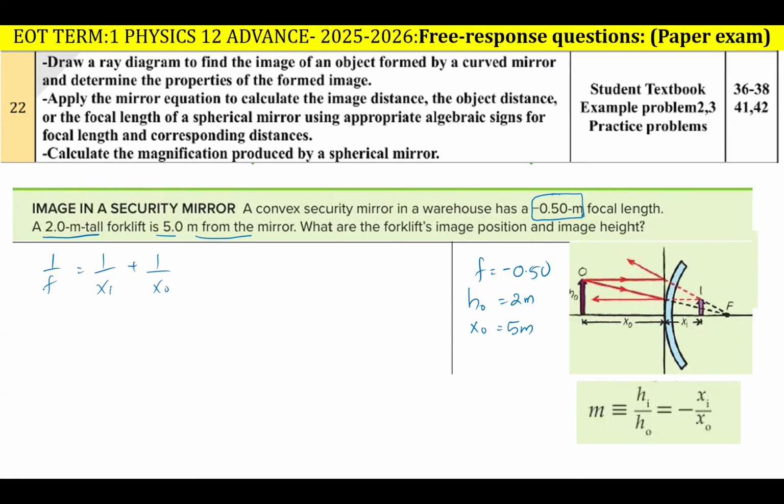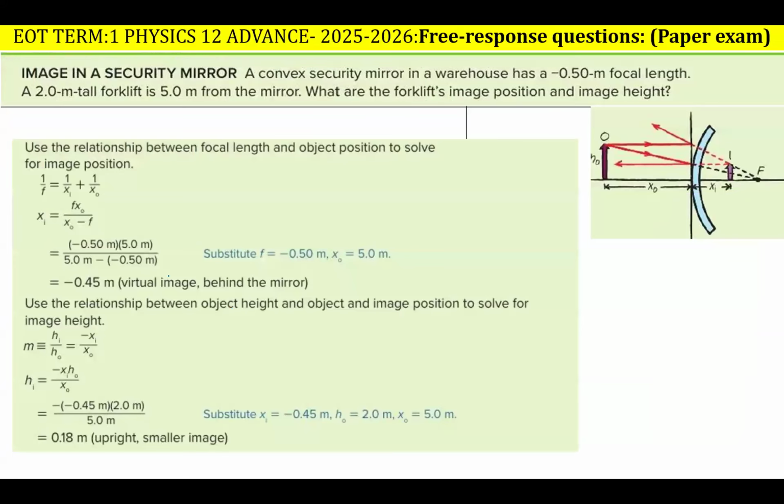So 1 by minus 0.50 equals 1 by Xi plus 1 by Xo. We know Xo, so when you substitute, you get the values. So 1 by Xi gives an answer of 0.45 meter. Since the image distance Xi is equal to minus 0.45, since this is a minus, we can understand that it is going to be a virtual image. If it's a virtual image, we can say it is upright.